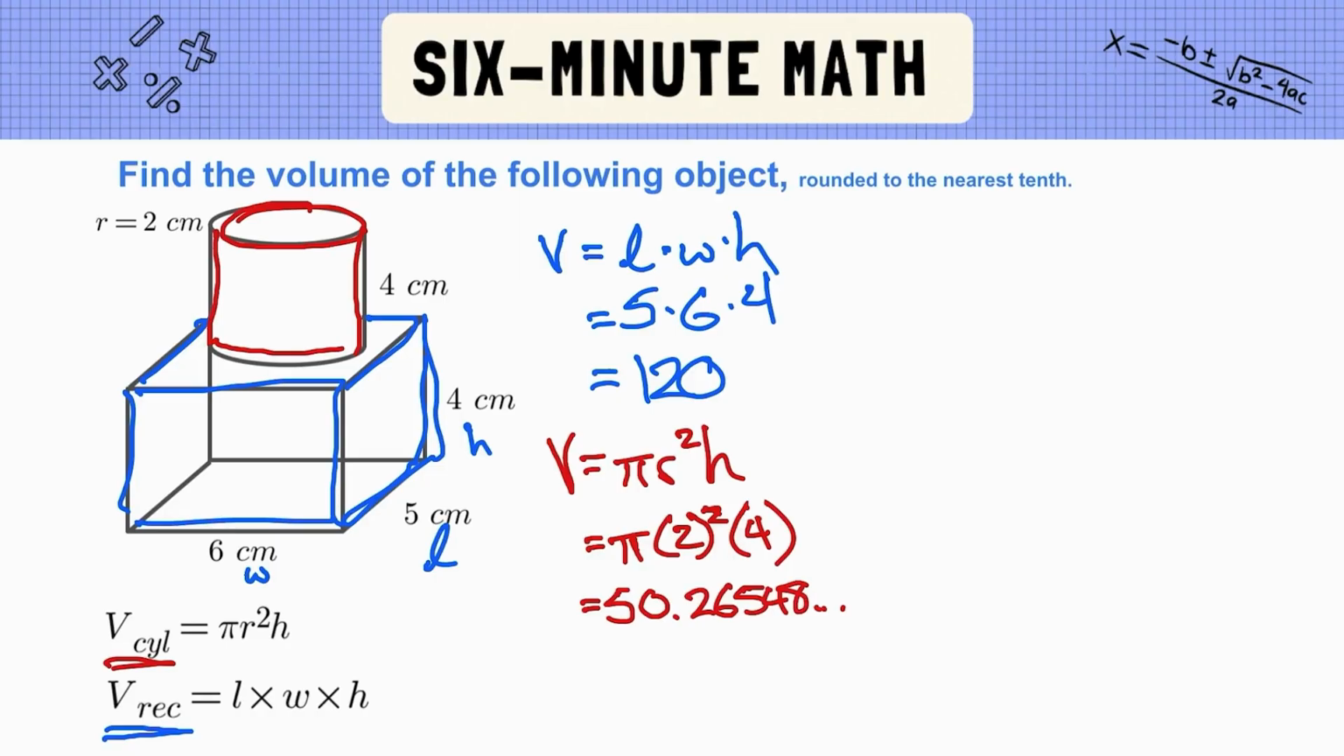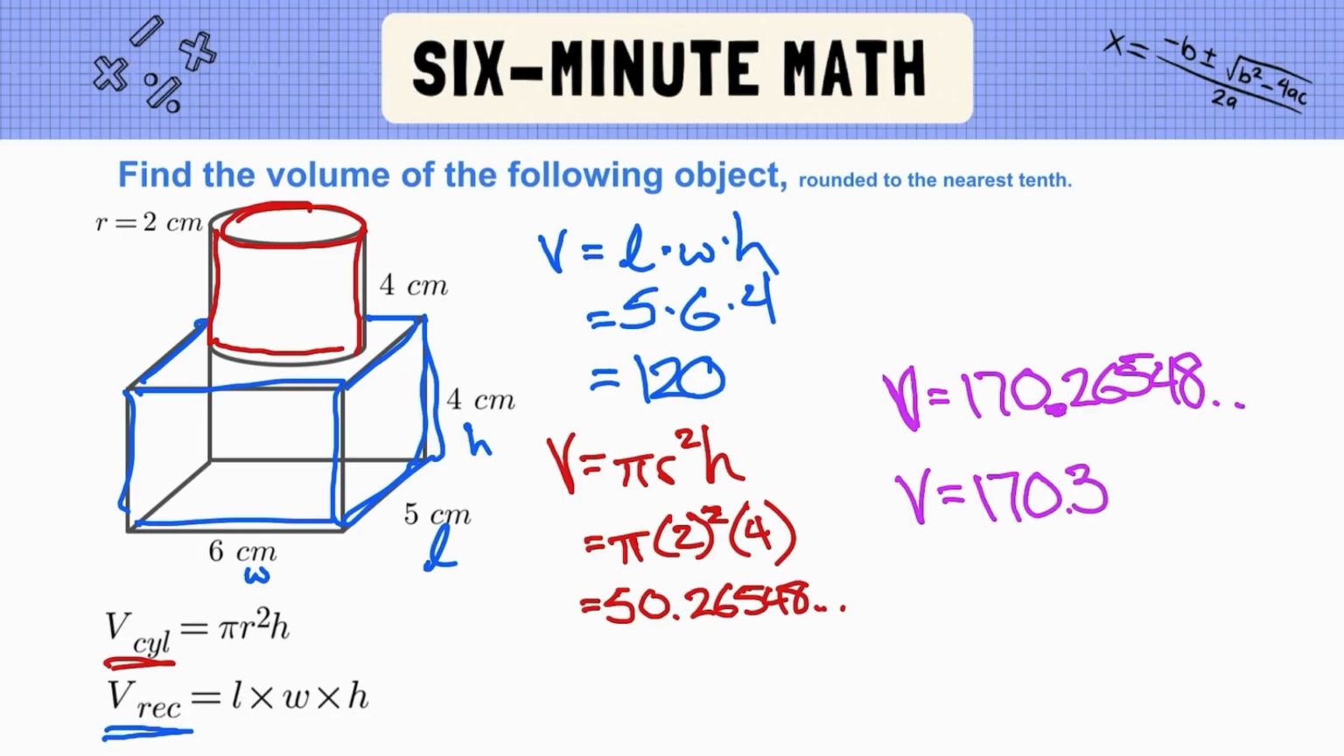The total volume of this composite shape is to take my rectangular prism volume and add it with my cylinder. So I add those together for a total volume of 170.26548... And then my question tells me to round to the nearest tenth. So my total volume is 170.3 cubic centimeters.